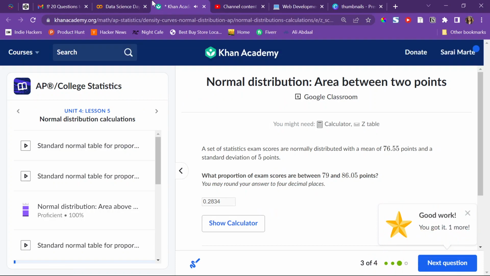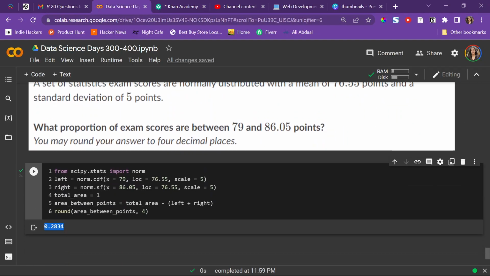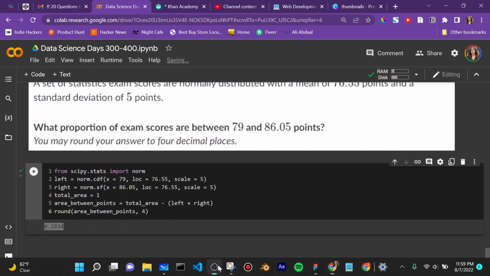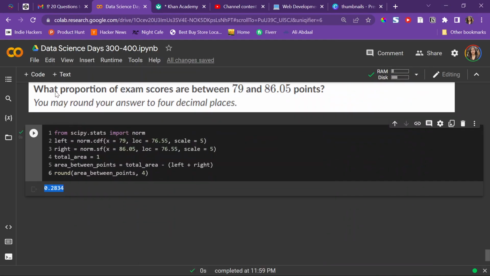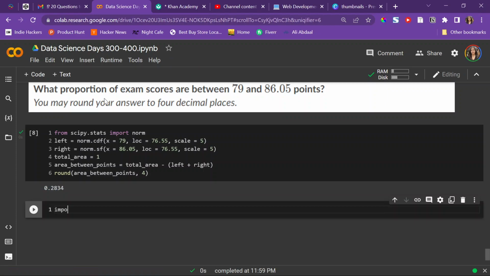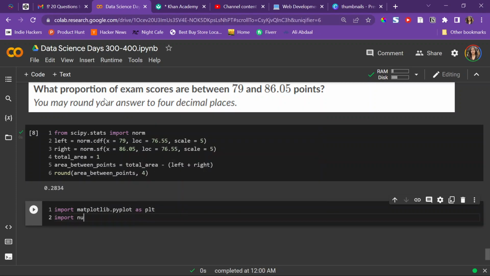All right, so now I'm going to plot the graph to give you a visual of what I just did, and then I'm going to do the TI-83 and TI-84 stuff. So for plotting, I'm going to need matplotlib because it's a plotting library, so I'll do matplotlib pyplot as plt. And I'll also import numpy, and that's just going to help me plot my x values.